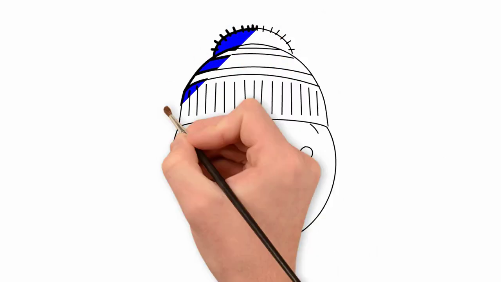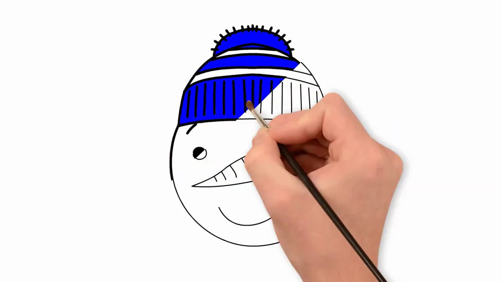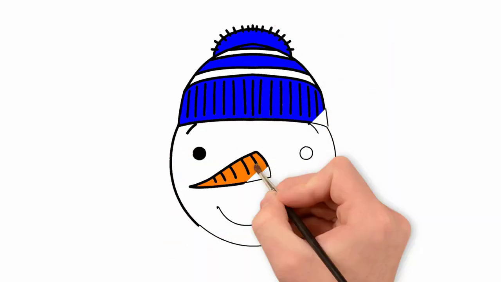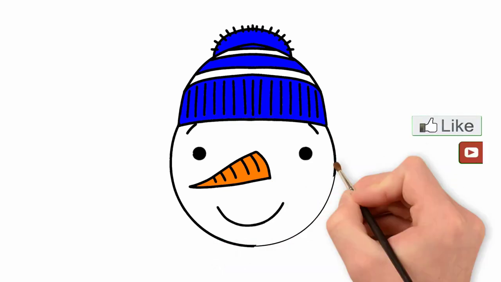Let's sketch a hat and paint a carrot. Our snowman became lively and interesting. Draw your snowman and show what happened.